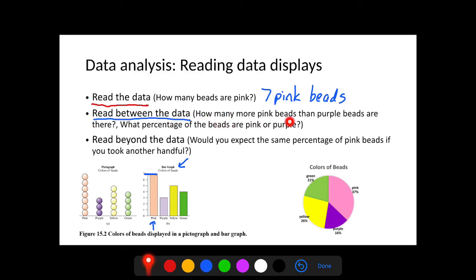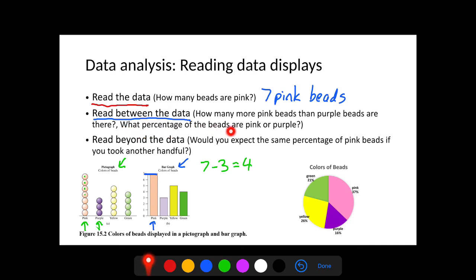How many more pink beads than purple beads are there? Here we might go down to the pictograph, find our pink and purple beads, and count how many more. 1, 2, 3, 4 more pink beads than purple beads. We could have gotten that from the bar graph by subtracting, by taking 7 pink beads, take away 3 purple beads, 4 extra pink beads. Let's look at another one.